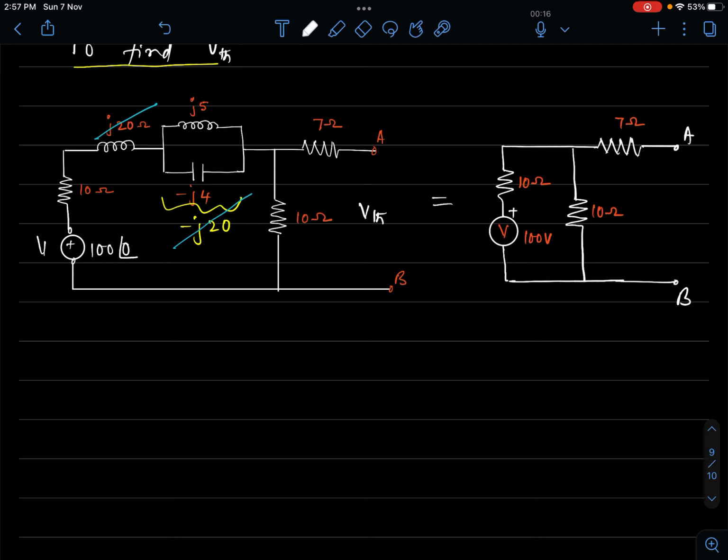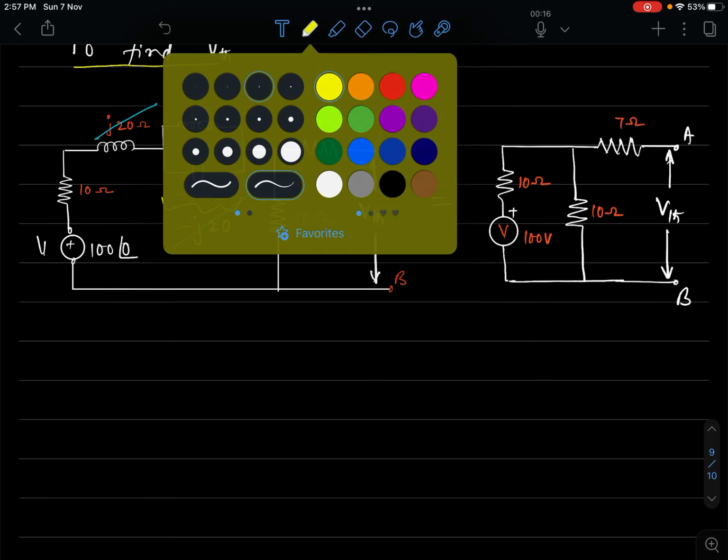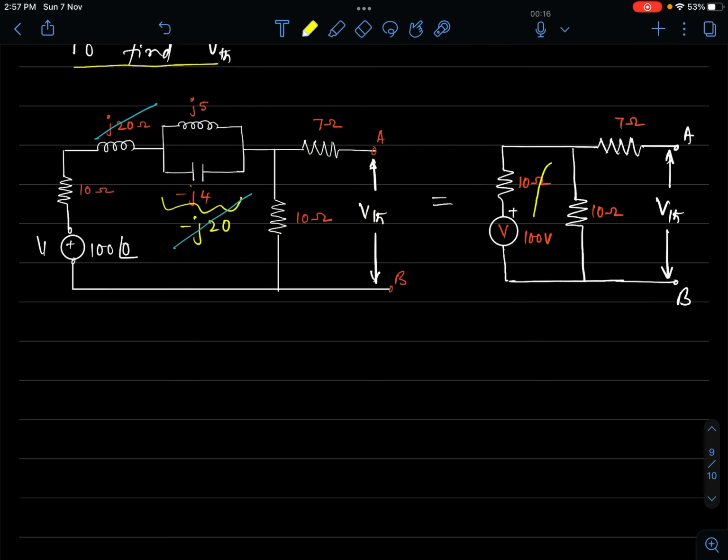Whatever voltage that gets developed here is my VTH, the open circuit voltage. We have opened the A and B terminals. It is open only in the problem. If there was any connection, we would need to remove that, create an open circuit, and find out this voltage. How do we now find out VTH? It is a simple voltage division rule. How will the current flow be? If we look at this network, it has been converted into a simple resistive network. The current flow would now be from the source, and it will only circulate here.